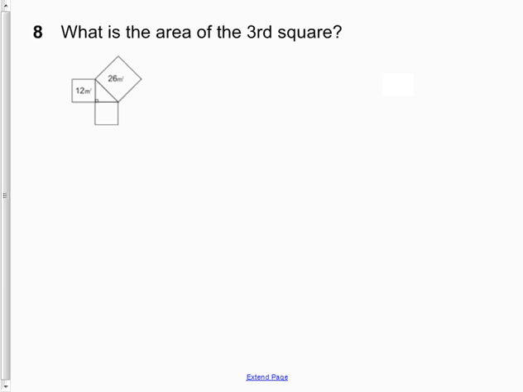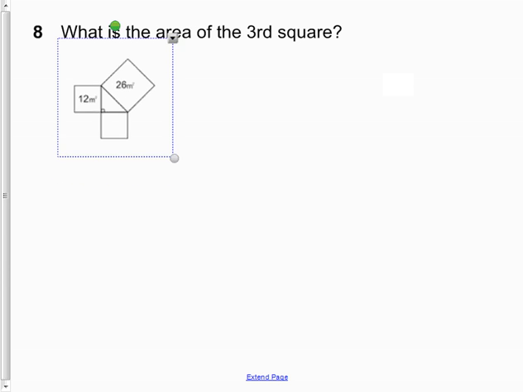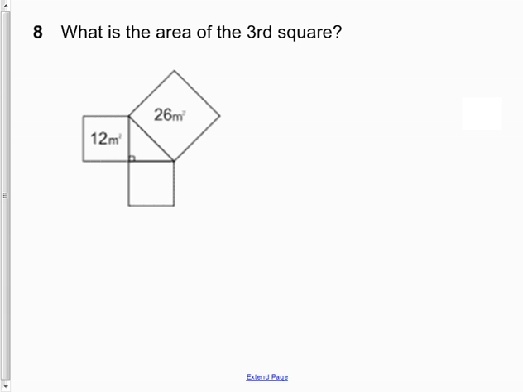Question 8 is the easiest question in the test. It's Pythagoras' most simple statement: the area of two squares attached to the legs. This is a leg, and this is a leg. So these two areas here and here must equal 26. So this one has to have an area of 14 meters squared, which is your answer. Easy, easy question.